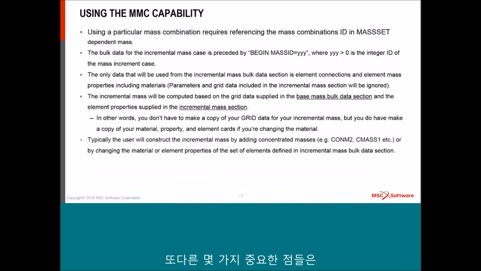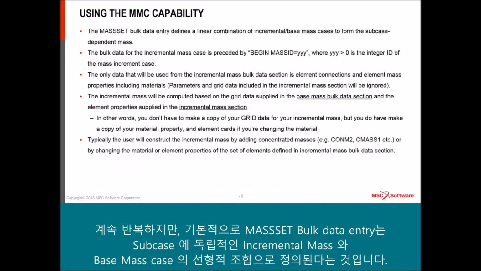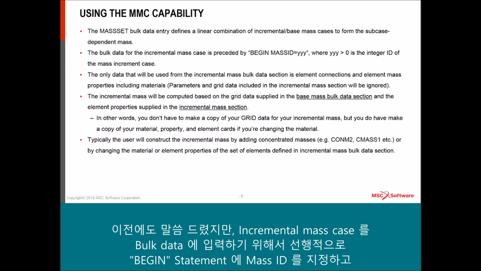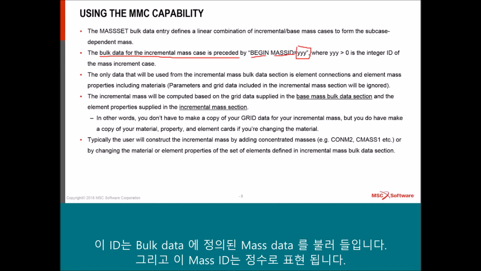Another couple of important points. This is something that bears repeating: the MASSSET bulk data entry defines a linear combination of incremental and base mass cases to form the subcase dependent mass. As I said before, the bulk data of the incremental mass is preceded by a begin statement, then the words MASS ID, and the ID that you called out in your MASSSET bulk data, where that ID is an integer. It's going to be used for any mass increment case you're going to have.